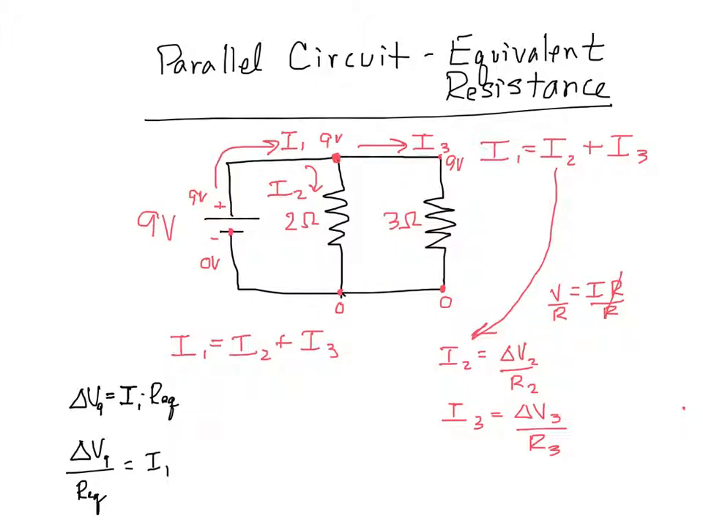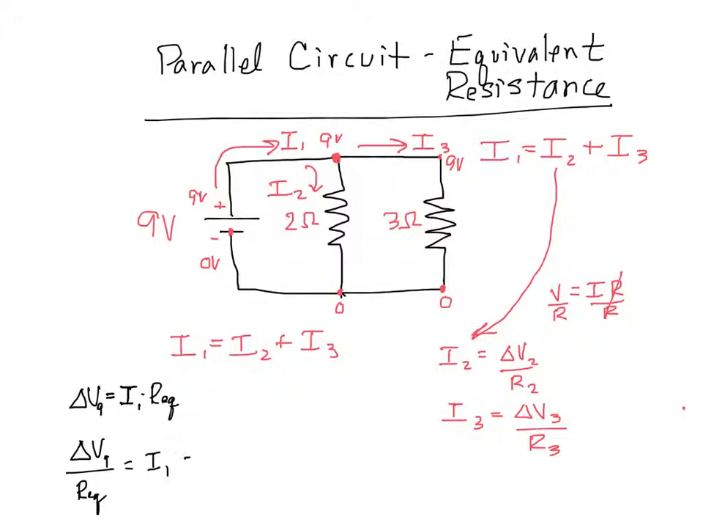Okay, I just rewrote some stuff over here, but I want to look at the whole circuit, and in order to come up with an equation for the equivalent resistance, I know that my change in voltage across the battery, my 9 volts, is going to be equal to I times R, with I1 being the current coming out of the battery and going into the battery, times R, which would be the equivalent resistance of the whole circuit. So when I solve for I1, I get delta V9 over R equivalent equals I1.